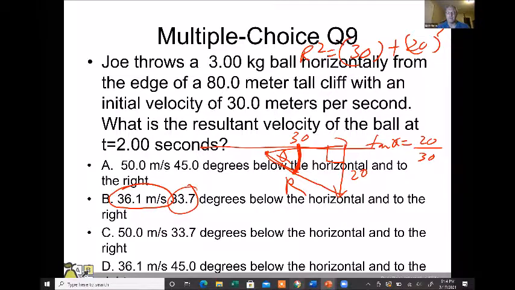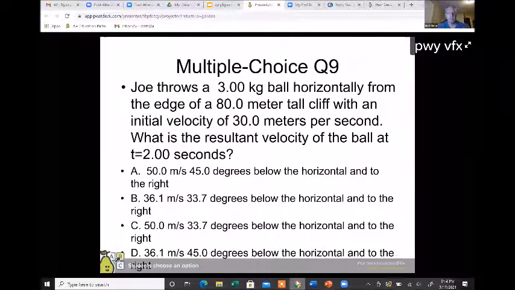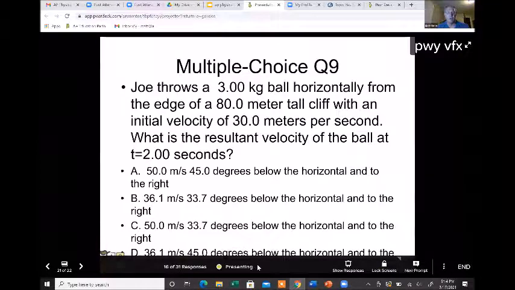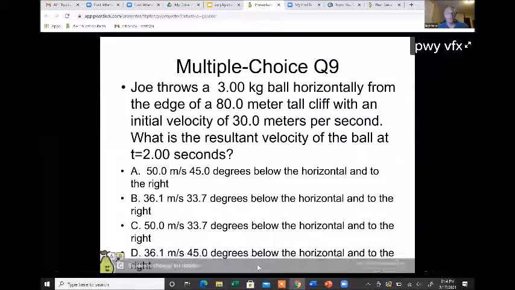So let's go back to Pear Deck and go ahead and mark for me choice B so that you have that right answer marked in your Pear Deck takeaway. And then we've got one more problem and we'll call it a day.